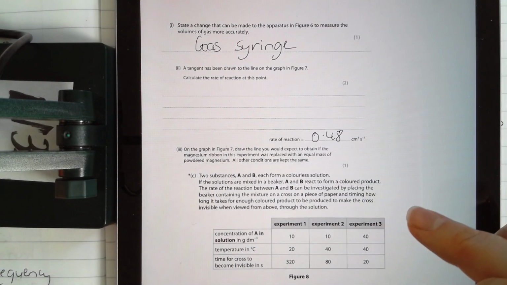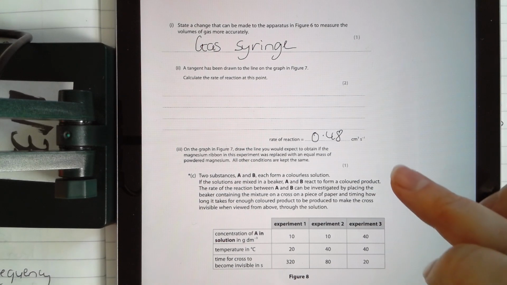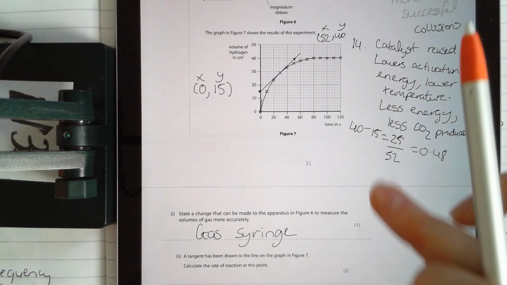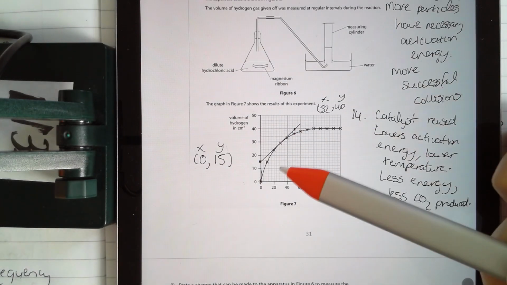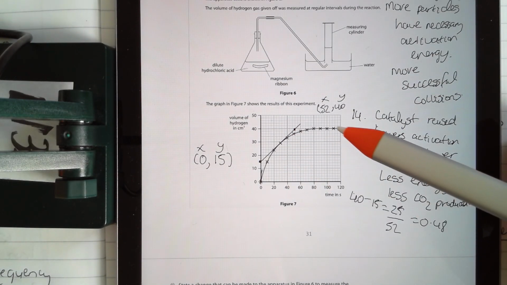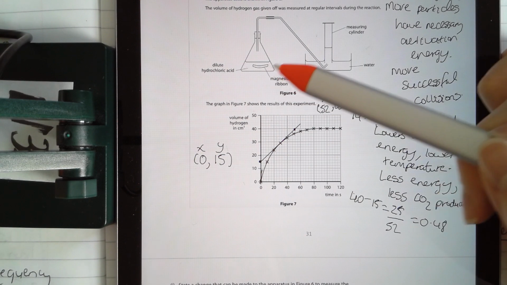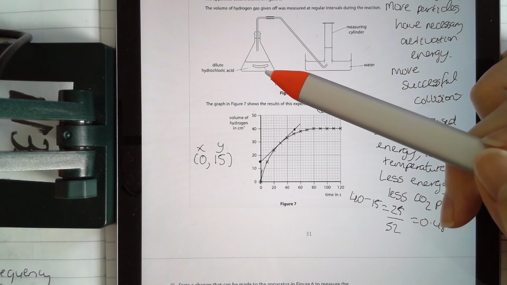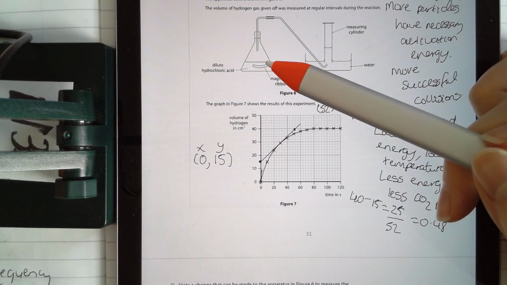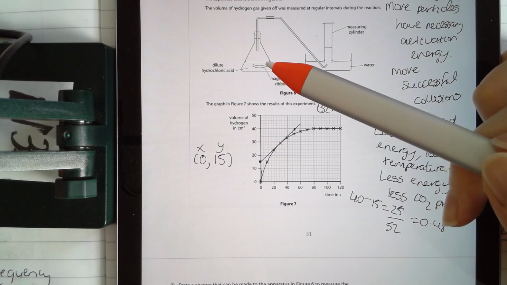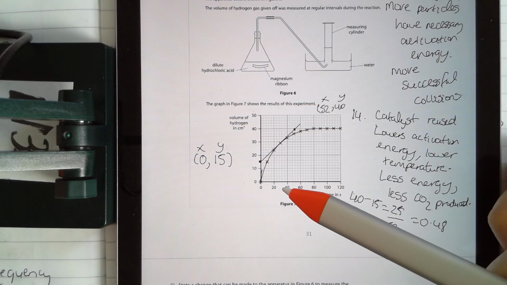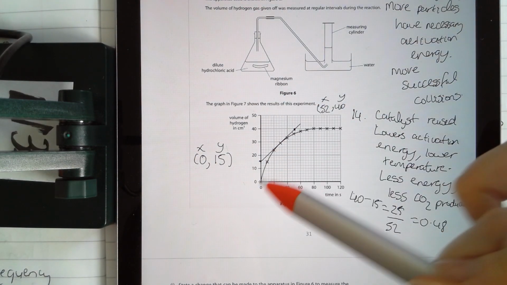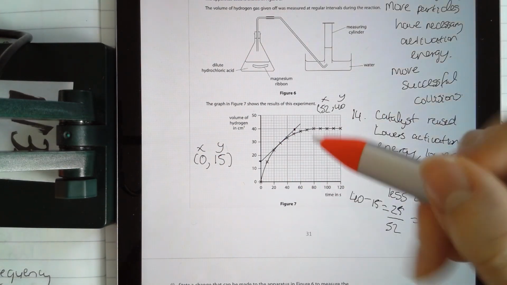On the graph, draw the line you would expect if the magnesium ribbon was replaced with an equal mass of powdered. So same reaction, but you're taking that ribbon, okay, so this piece of metal, and you're grinding it up into a fine powder. If I'm making it a powder, I am massively increasing the surface area. If I increase the surface area, I increase the rate. And to show on the graph that the rate is getting faster, I am going to be drawing a steeper line.